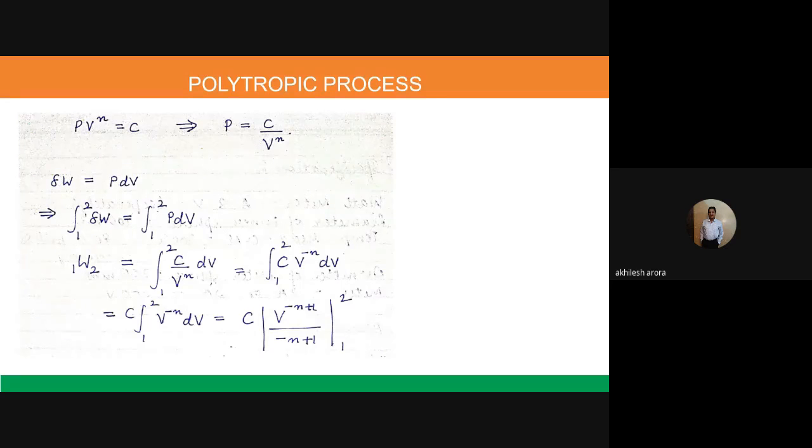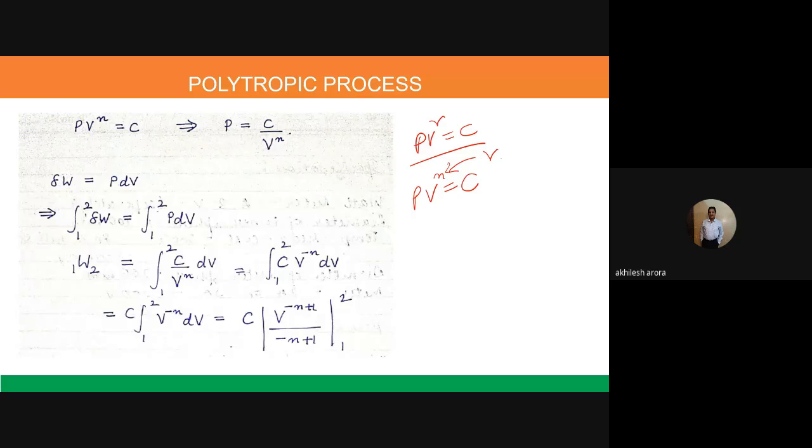Polytropic process can take the shape of any process. It could be isothermal, isobaric, isochoric, or a reversible adiabatic process. In case of reversible adiabatic process, N is equal to gamma. You know that PV raised to gamma is equal to constant in case of reversible adiabatic process. So when I have the process PV raised to N equal to constant, and if I replace N by gamma, the polytropic process becomes a reversible adiabatic process.